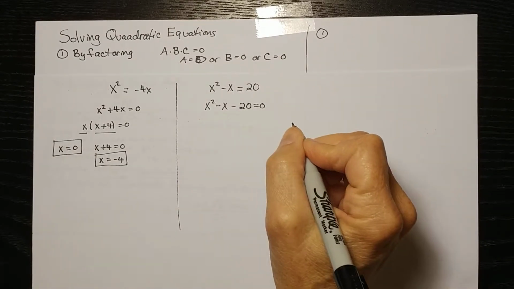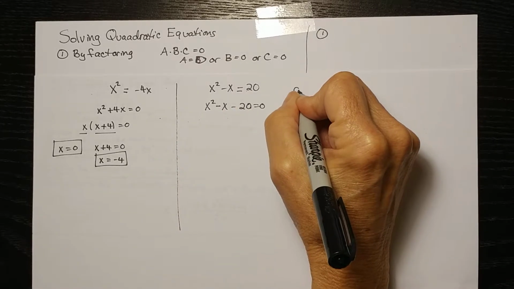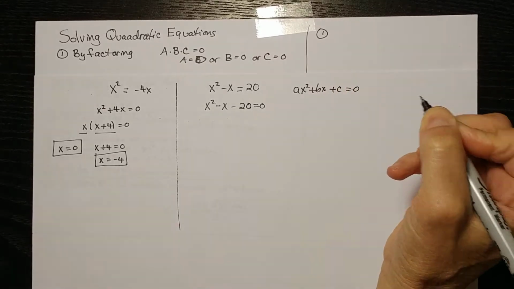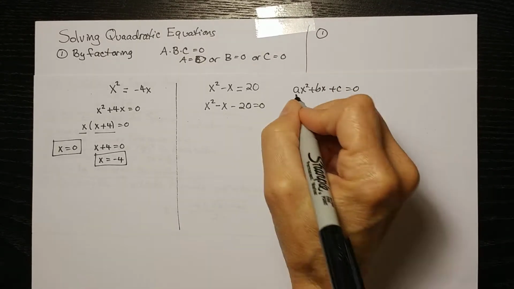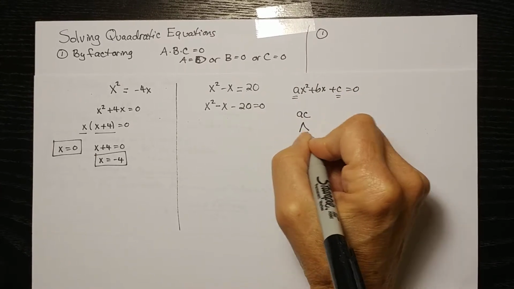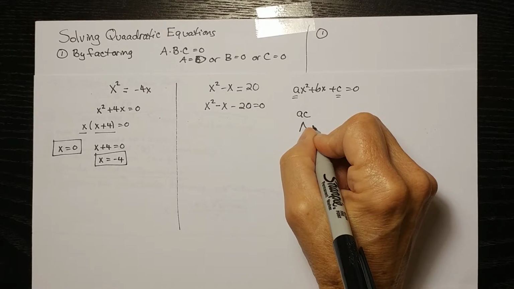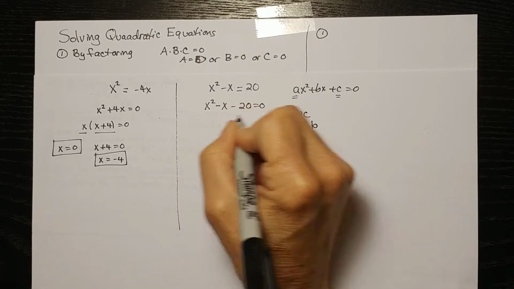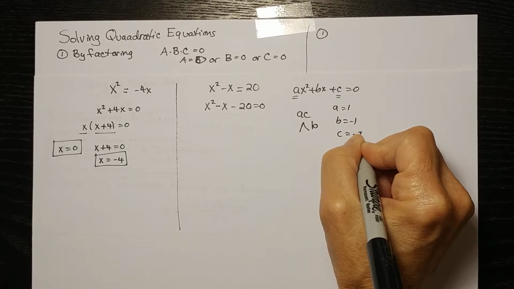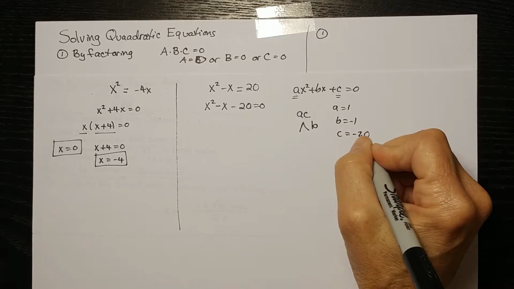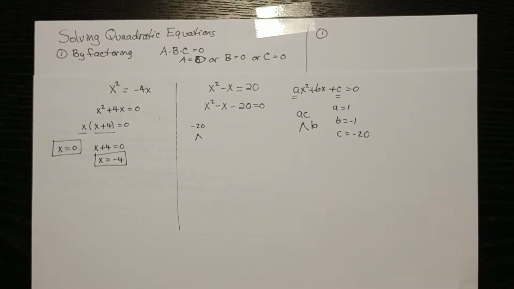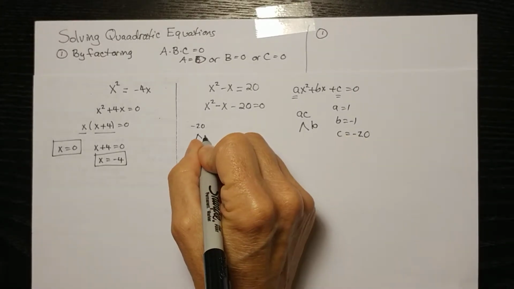This is a trinomial. I consider this to be ax squared plus bx plus c equals 0, and I solve this by the AC method. I take a times c, find this product, and then find two factors of a times c that add up to be b. In this case, a is equal to 1, b is equal to negative 1, and c is equal to negative 20. So a times c is negative 20. I want to find two factors of negative 20 that will add up to be b, which is negative 1.